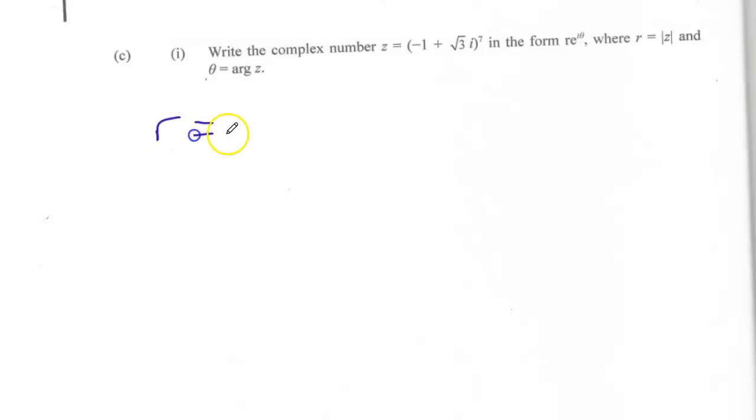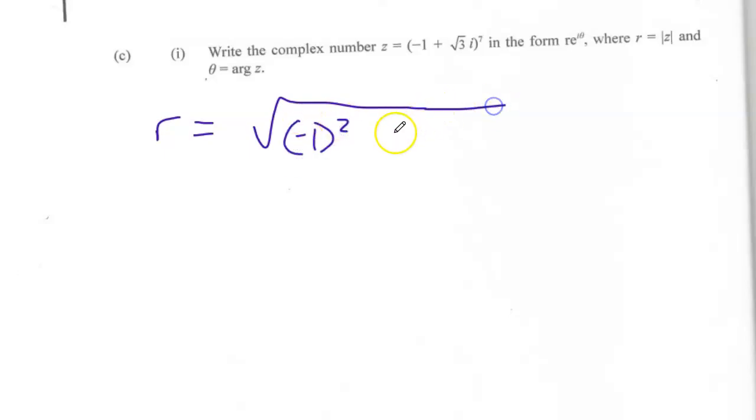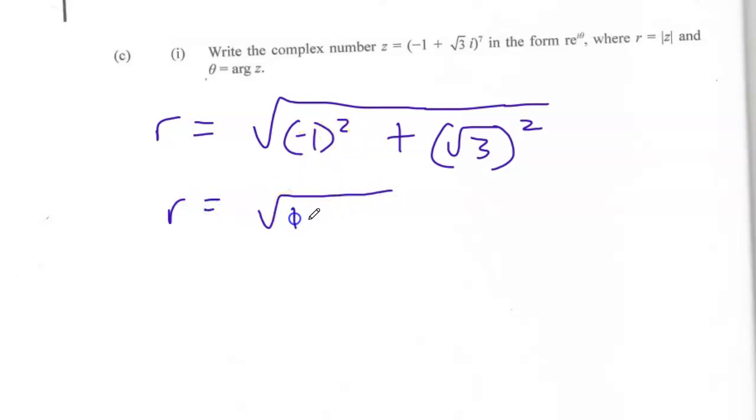So r is root of the real part squared, which is minus 1 squared, plus the imaginary part squared, which is root 3 all squared. So r would be the square root of 1 plus 3, that's the square root of 4, which is 2.